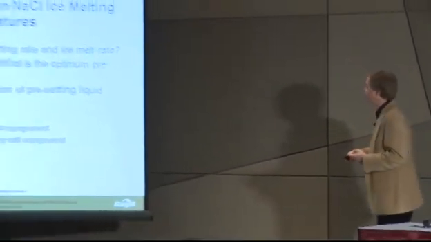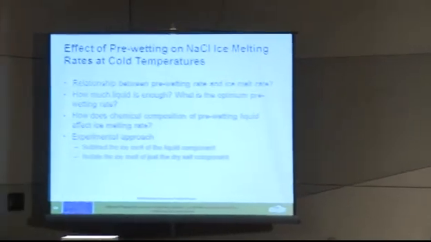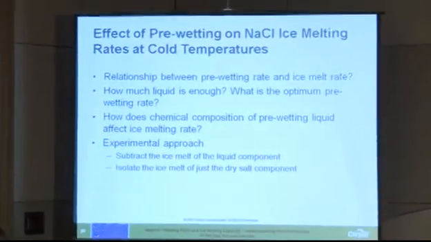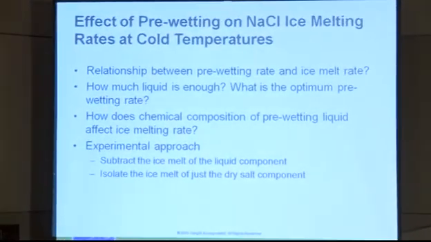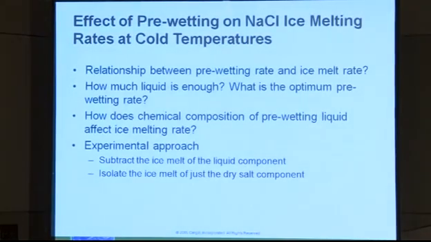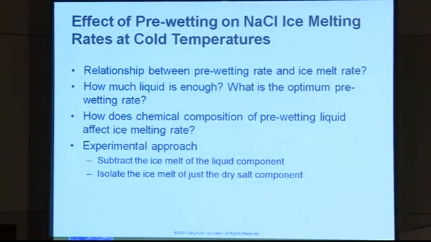So this is what we wanted to do. We wanted to apply those improved ice melting test methods to this question, and that's what we did. We looked at trying to answer some of these questions. What is the relationship between pre-wetting rate and the ice melting speed? How much pre-wetting liquid is enough? What's the optimum amount of pre-wetting liquid? How does the chemical composition of the pre-wetting liquid affect the ice melting rate?